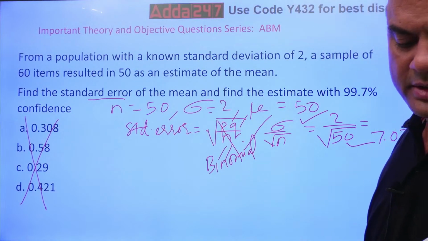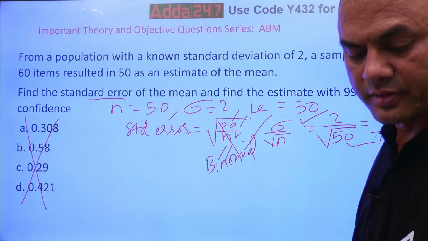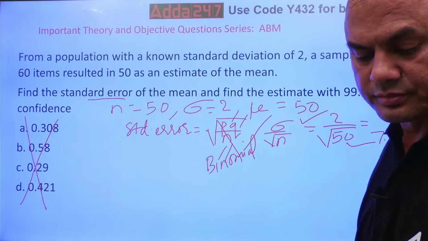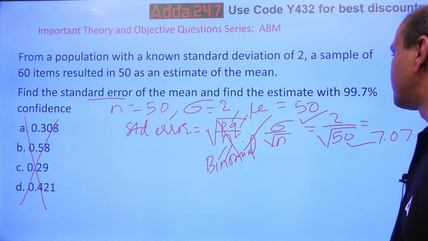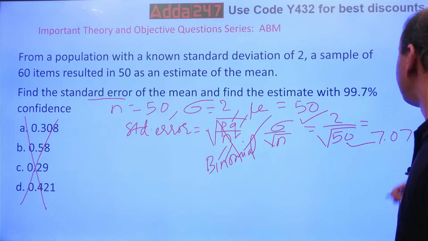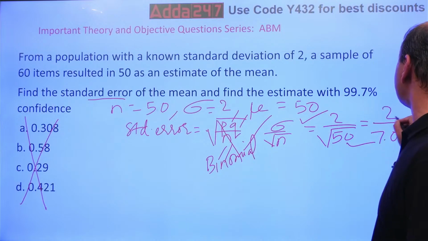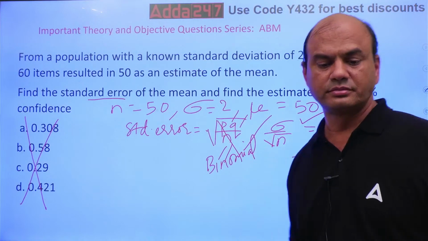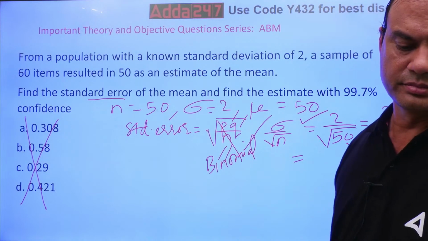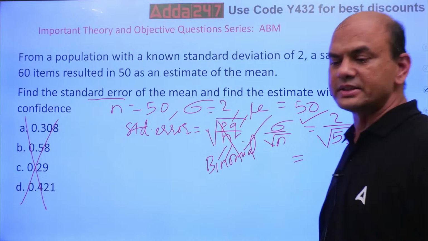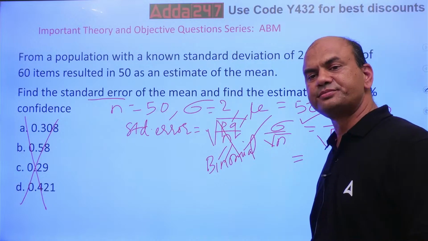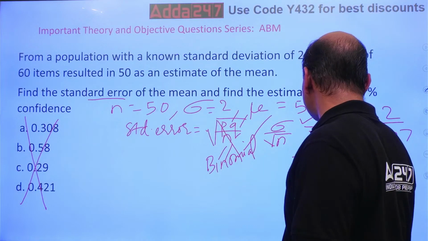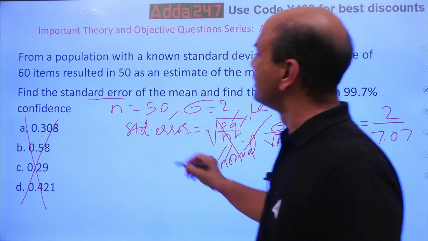Always I am giving the answer. What is the answer? 2 upon 7.07. Let me see in the comment section. 0.28, correct? 0.28. So the first answer, find the standard error, you got it.